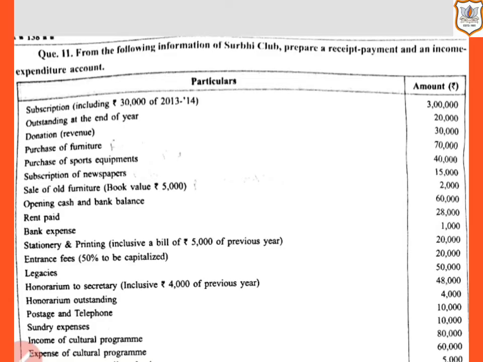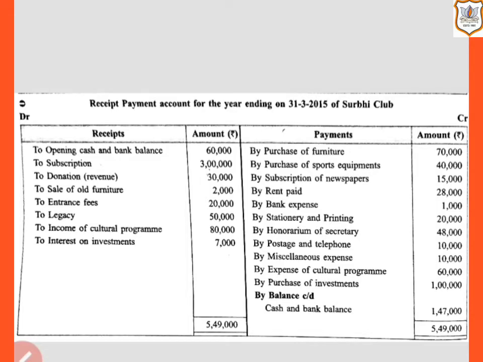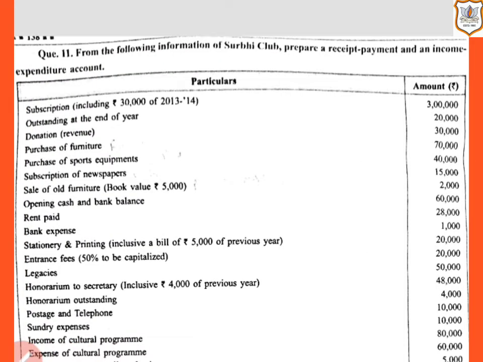Now the next item given is opening cash and bank balance, and that is 60,000. Here we will show it on the debit side, that is on the receipt side of the receipt and payment account. This is the very first item which will be disclosed on the receipt side. Opening cash and bank balance, amount is 60,000. Now let us see the next.